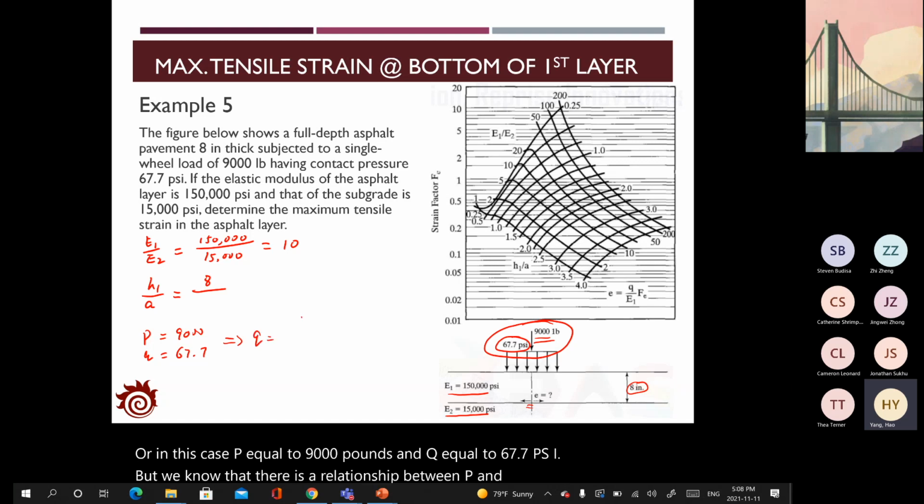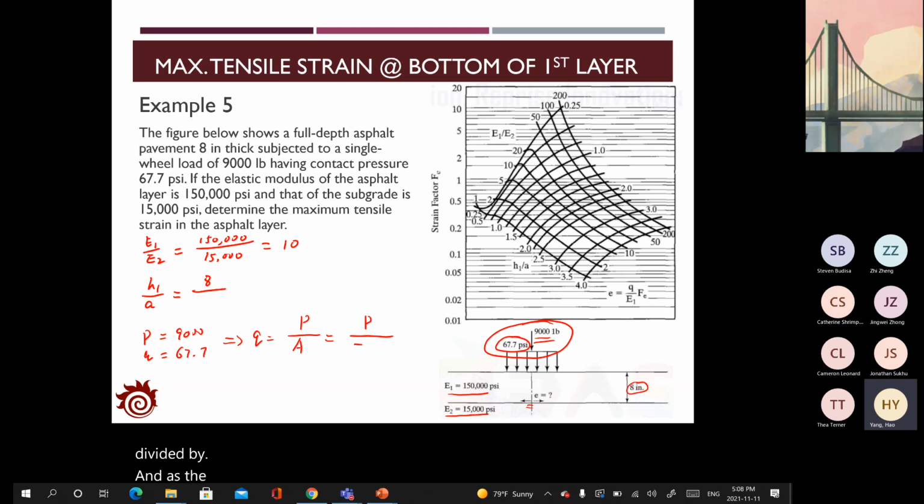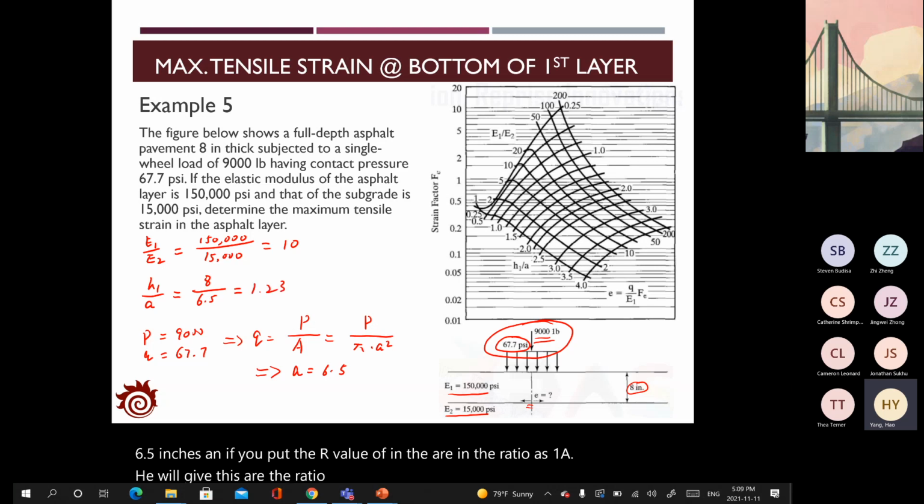So basically, Q is equal to P divided by A, and A is the contact area, that is pi times a squared. With that, we can derive the value of a as 6.5 inches. And if we put the value of a in the ratio H1 over a, it will give you the ratio as 1.23. So we can then go to check these two lines.